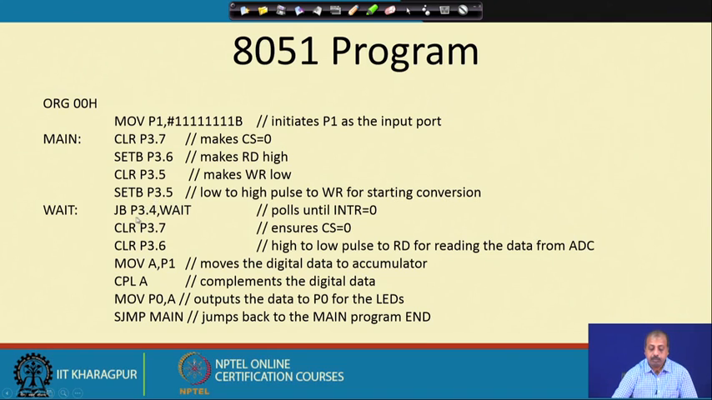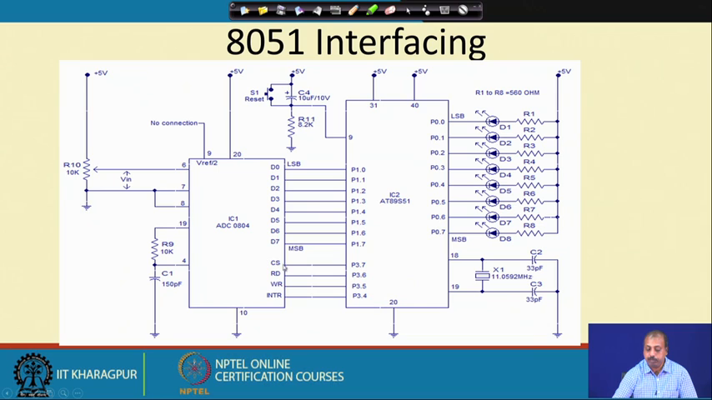Then we wait till the INTR becomes equal to 0. This is JB, jump on bit P3.4, wait. If you look into this diagram, P3.4 is connected to the INTR line from the ADC.